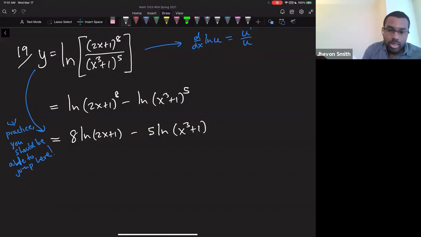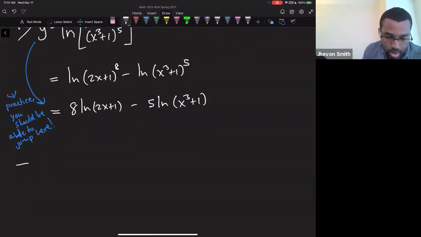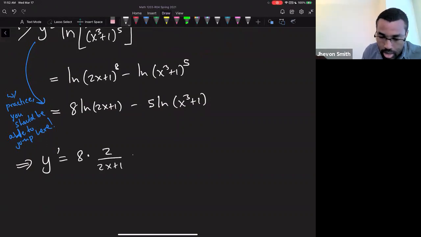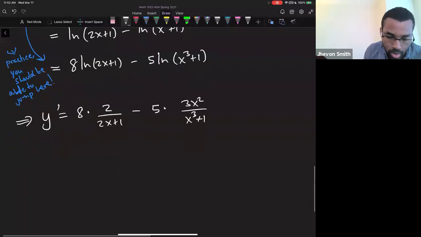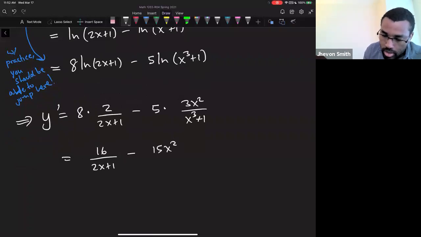Okay, all right. So now, how do I find y prime? At this point, you do the U prime over U, right? And at this point, it's trivially easy to do the U prime over U. So the 8 just stays. U prime over U is the derivative of that thing over that thing. The 5 stays. It's the derivative of that thing over that thing. So that's 16 over 2x plus 1 minus 15x squared over x cubed plus 1.